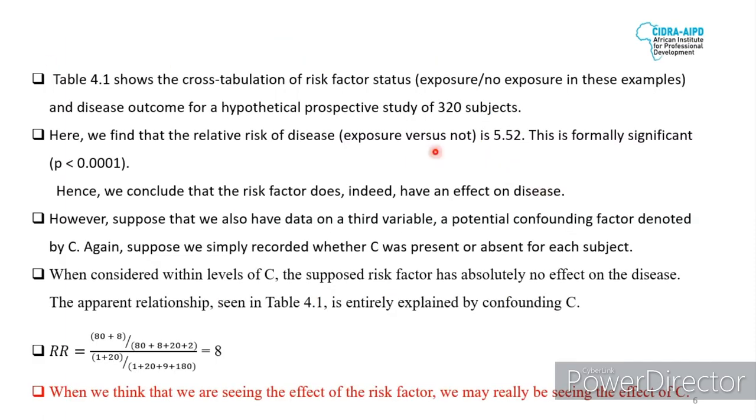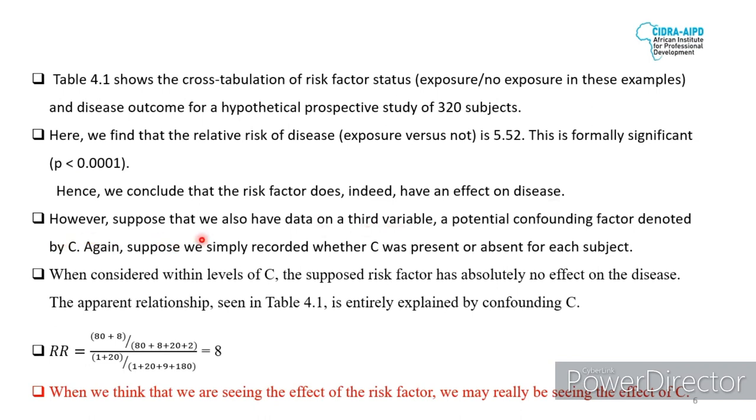In this scenario, we find that the relative risk of exposure versus not is 5.52. This is formally significant, that is P is less than 0.0001. The conclusion we gather here is that the risk factor does indeed have an effect on disease.